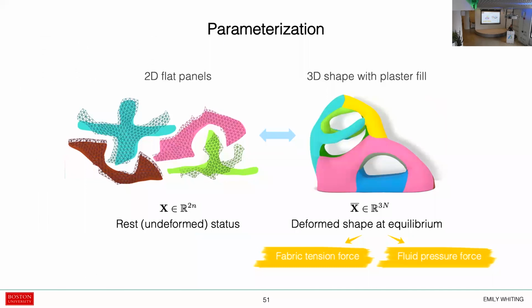So this was exactly the goal of this project, to have a target 3D form and to optimize, understanding these properties of fluid pressure and of the elasticity of the fabric, and to determine what the shape of those panels should be to get that desired form.